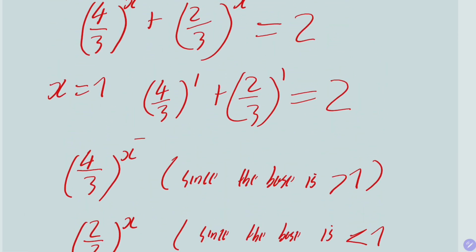So looking at it, we have finally found out that our x is equal to 1 and can only be equal to 1.